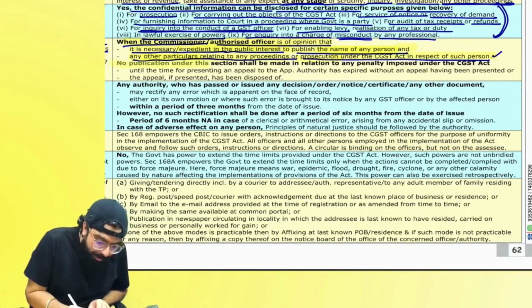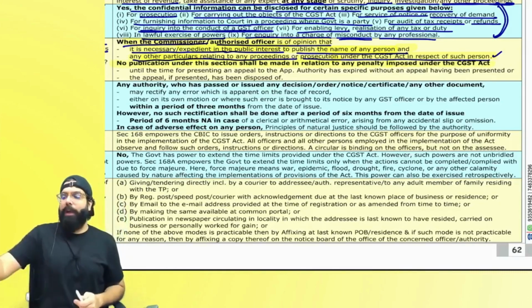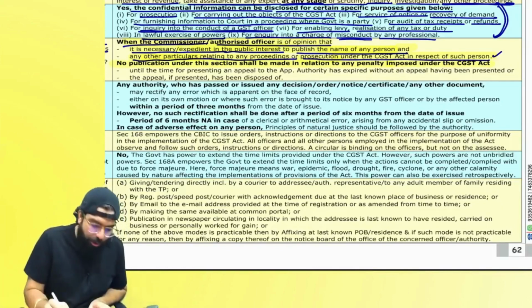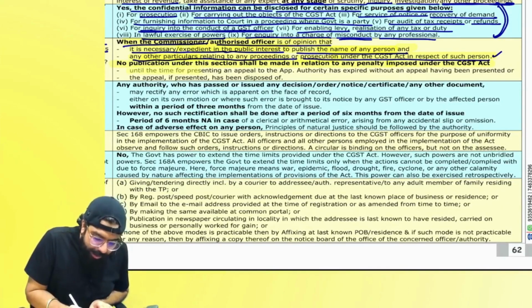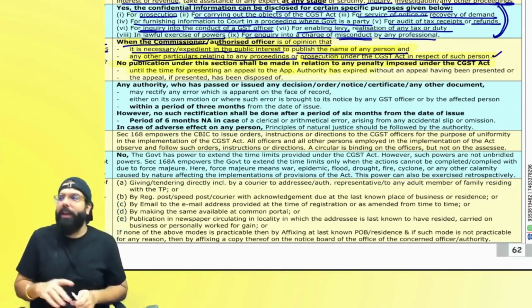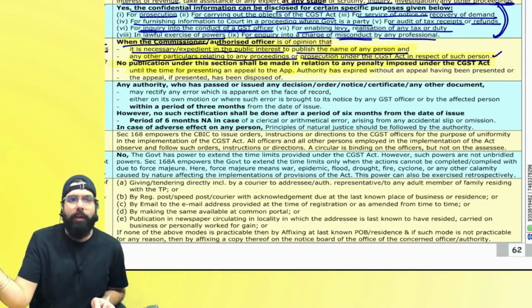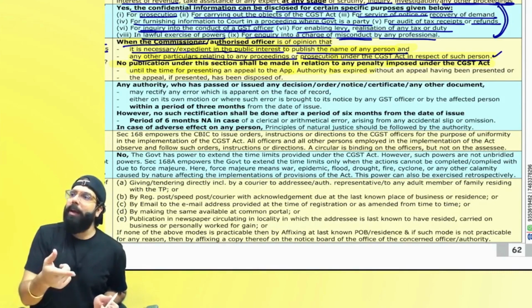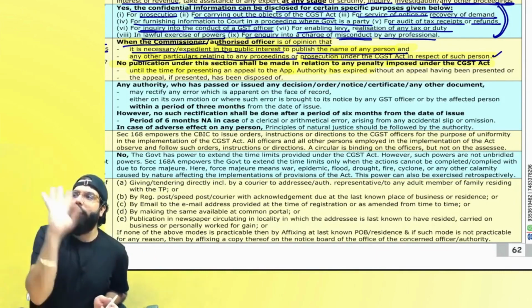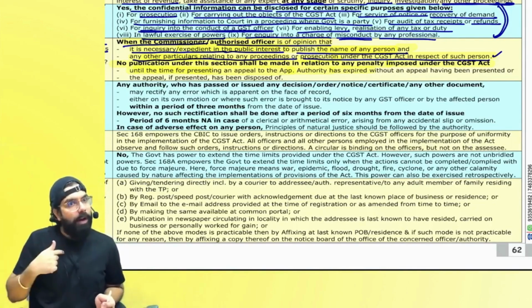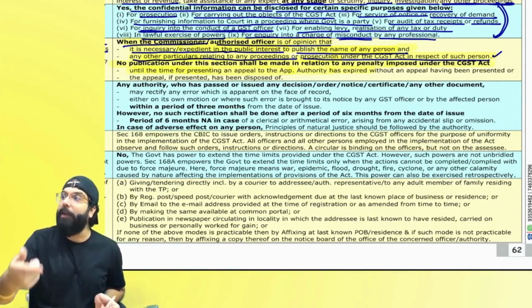Then no publication under this Act shall be made in relation to any penalty imposed under the Act. Sir, we have imposed a penalty of 5 crore. All these things are not required to be disclosed unless the time for presenting the appeal to the appellate authority has expired. Suppose the officer made proceedings against me and gave me an order. I have the time to appeal and I am going for appeal. If he has published everywhere that this guy was caught and he is a thief, my name is ruined. Unless I have the time to appeal, you can't declare me a thief.